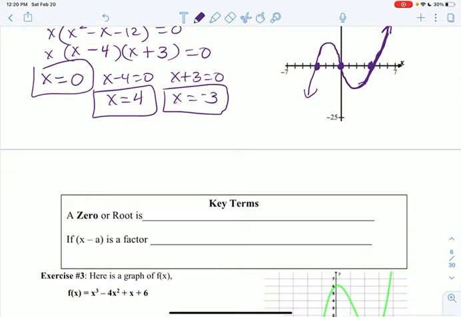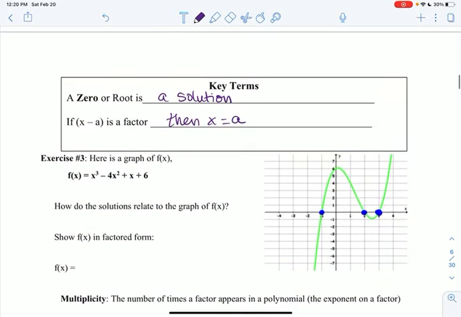So key terms: a zero or root is a solution. And if a factor is x minus a, then basically x equals +a. So just like before, x minus 4 was a factor, but the root or solution was +4. Okay, so basically you're setting them all equal to 0, so that's going to change the sign.